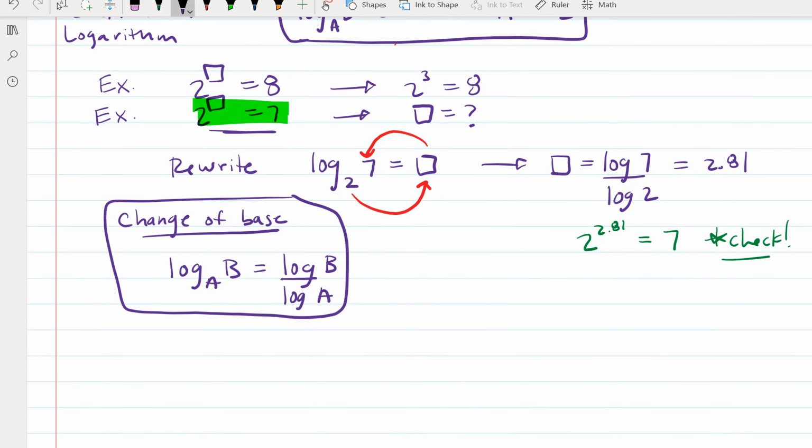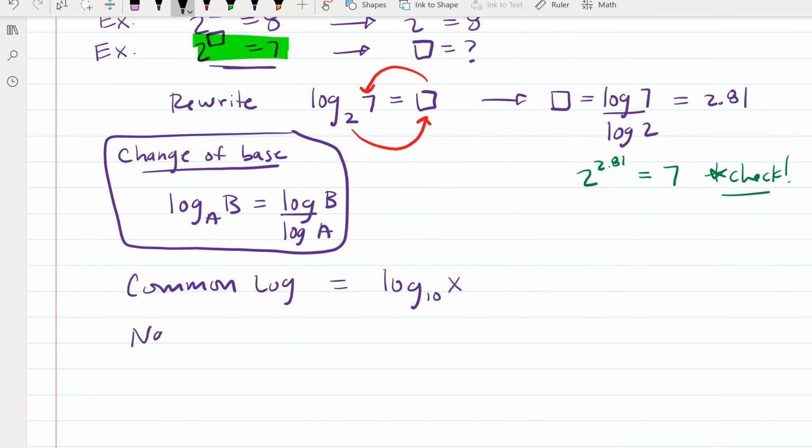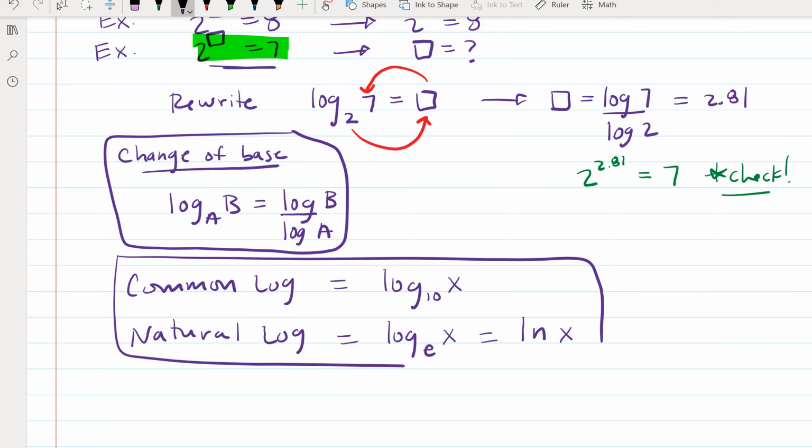Let's go ahead and write a few more definitions. Your calculator knows what to do with a common log. A common log is base 10. So log base 10 of x. Your calculator also knows what to do with a natural log. A natural log is log base e of x, which we more importantly write as ln of x. Hopefully you remember learning that before now. Moving on to the next page. I think I'm going to pause this video and we'll start another one.